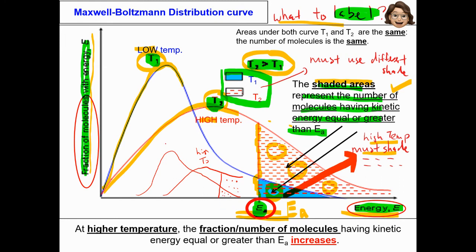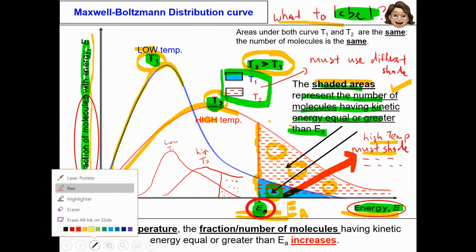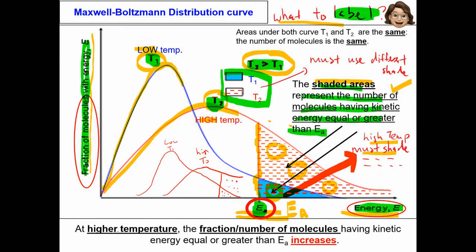Then for the lower temperature, I will use lines. 1, 2, 3, 4, 5. So in this way, you can see that the lower temperature is with the lines. Then the higher temperature includes all over the area. That is the dotted one. So it is easier to see.